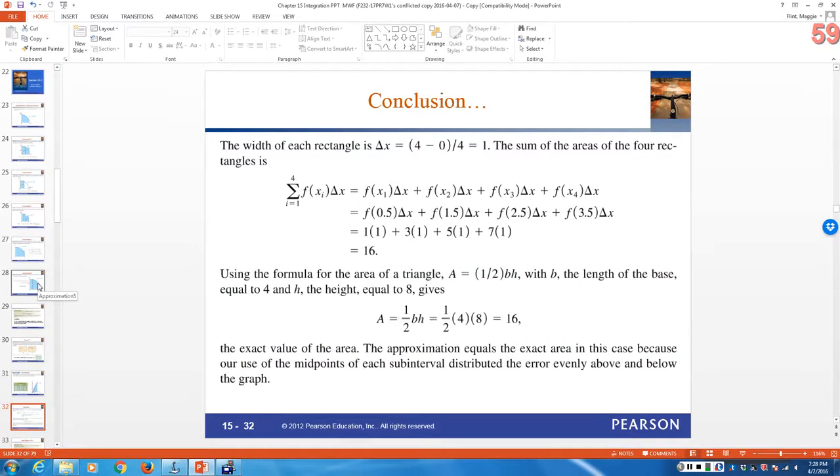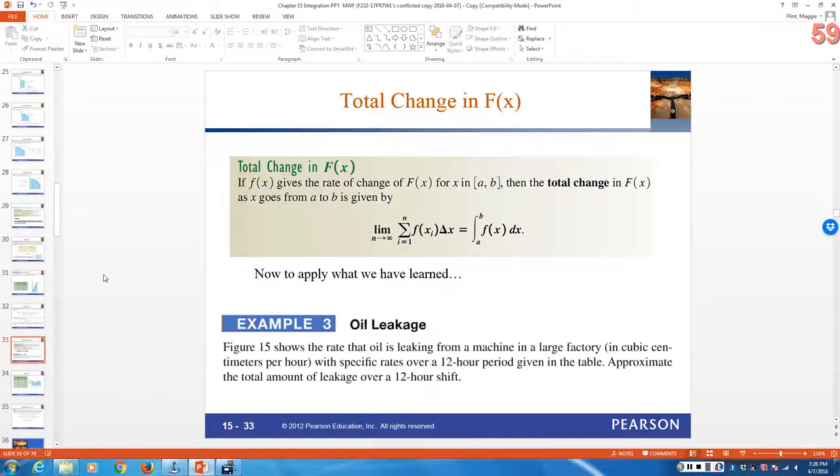So this is an explanation of what we just concluded. Using the formula for the area of the triangle is 16, and that's the exact value of the area, but the approximation equals the exact area because our use of the midpoints in each of those subintervals distributed the area evenly above and below the actual line. So they cancel each other out. This is some fancy calculus language for exactly what we just got done doing.